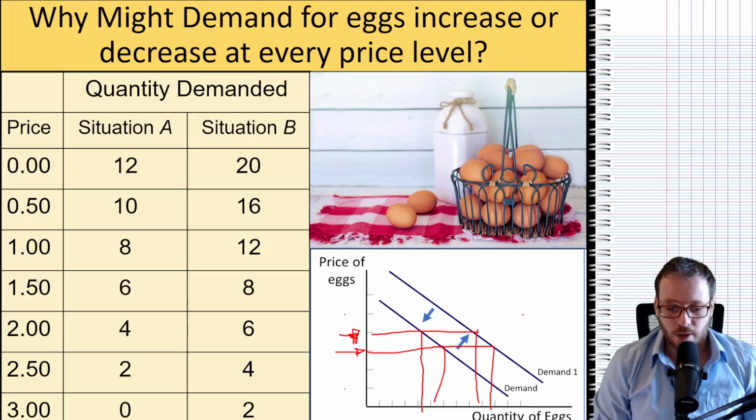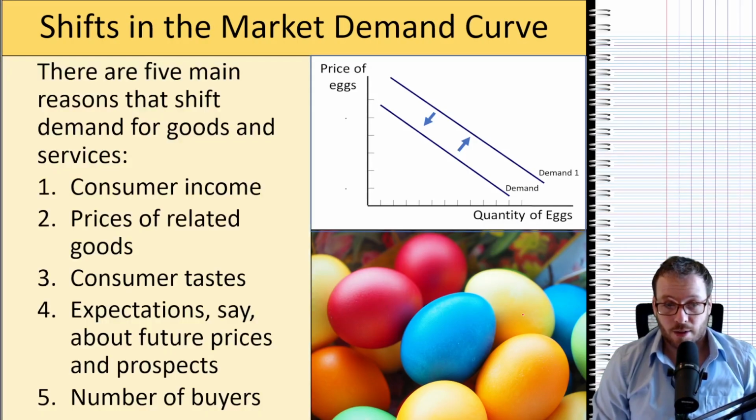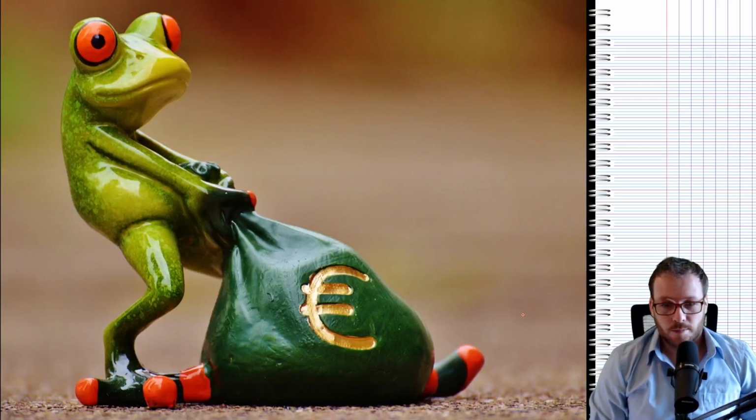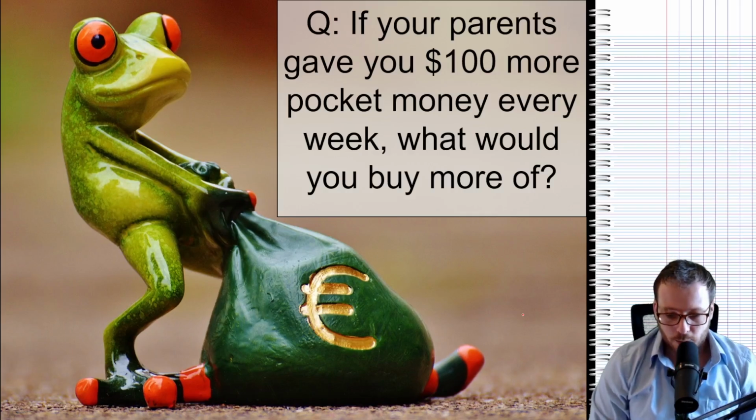The question is why? Well, there are lots of reasons. 5, in fact. The first is income. We're going to go through these one by one. So let me go through them one by one with you. So, income. Usually I ask this to students. If you got $100 a week extra to spend on anything you want, what would you buy more of? For me, it would be posh coffees.